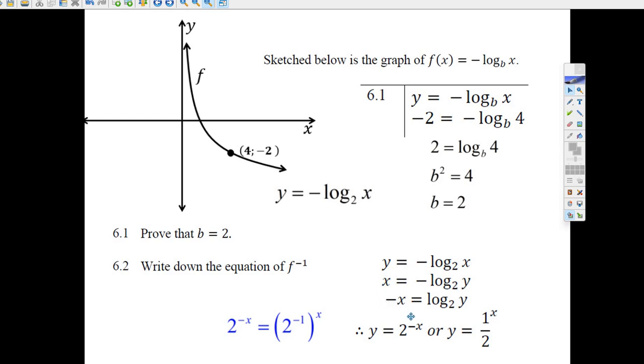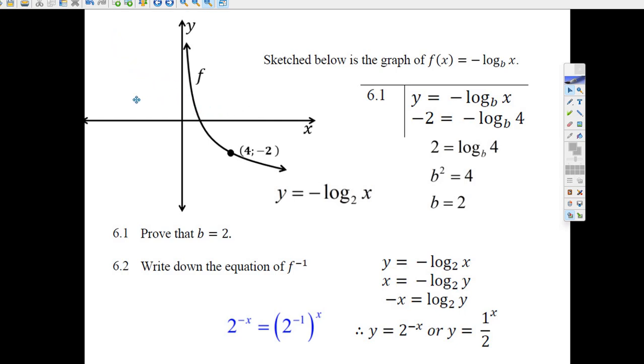And now you're ready to do the question. You can say that there's your base to this power, that equals y. That's how you can change logarithmic form into exponential form. And there's your answer. y equals 2 to the minus x. But it's a lot nicer to have it in this form, y equals 1/2 to the x power. At least it is for me, because I can see what's going on here.